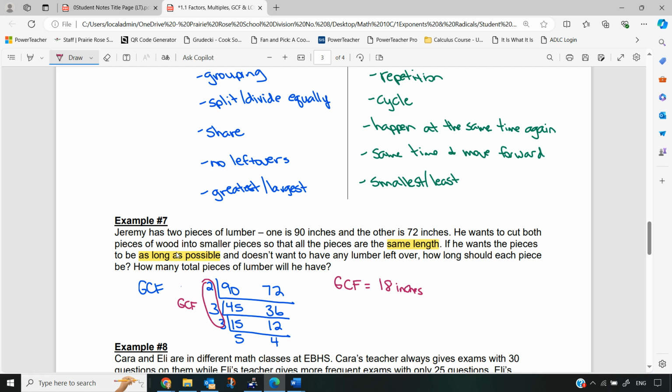The next question is, how many pieces of lumber will I have? Well, if I take 90 inches and I divide by 18 inches, that's going to give me 5 pieces of lumber. And if I have 72 inches and I divide by 18, that's going to give me 4 pieces of lumber. So the total together, we're going to have 9 pieces of lumber.